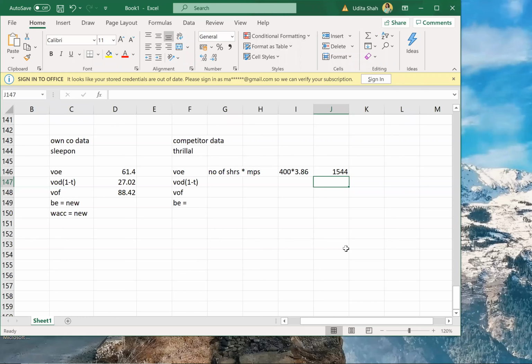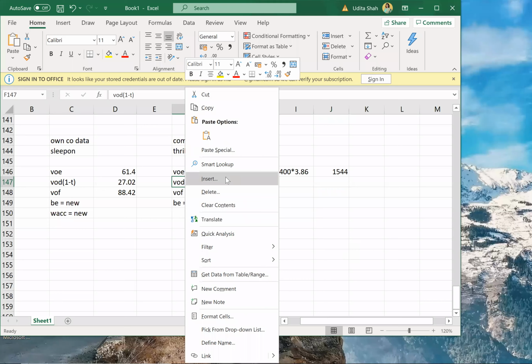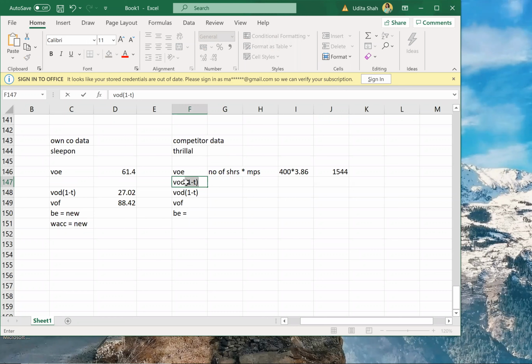Now, similarly, what is the value of debt? So first let us just find value of debt, and then let us do value of debt net of tax. So again, value of debt means what? Current value of debt. And whose value of debt we are talking about? Trilal's. Sleepon's value of debt we don't want. You want Trilal's value of debt.